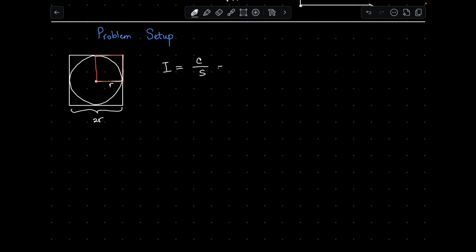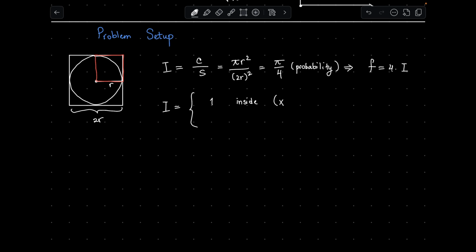Then the ratio of the circle's area to the square's area is going to be pi over 4. In other words, the probability of the dart hitting the circle is pi over 4. So an estimator for pi is going to be 4 times the indicator variable I. This indicator is equal to 1 if the dart hits inside the circle, namely if x squared plus y squared is equal to or less than 1, and it's equal to 0 if it hits outside. As we said, the probability of it hitting inside is pi over 4, and the probability of it hitting outside is 1 minus pi over 4. We will call this estimator f, which is again 4 times I.